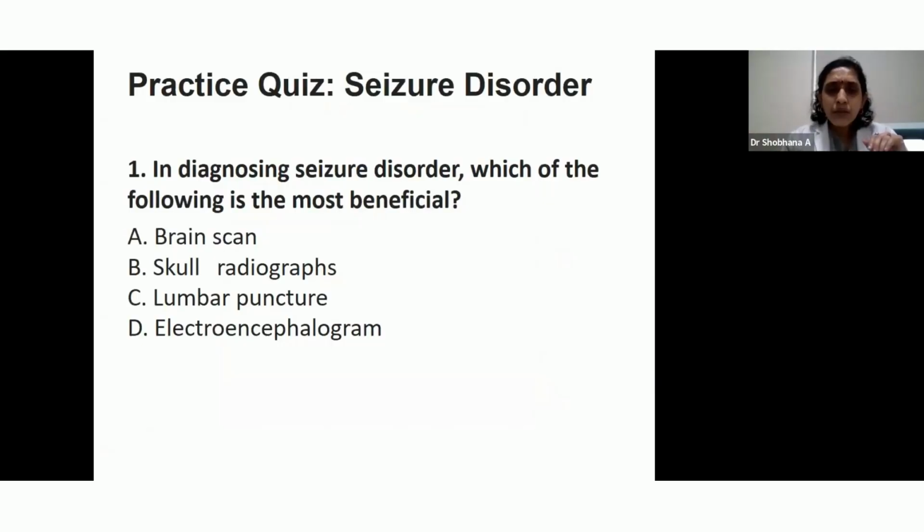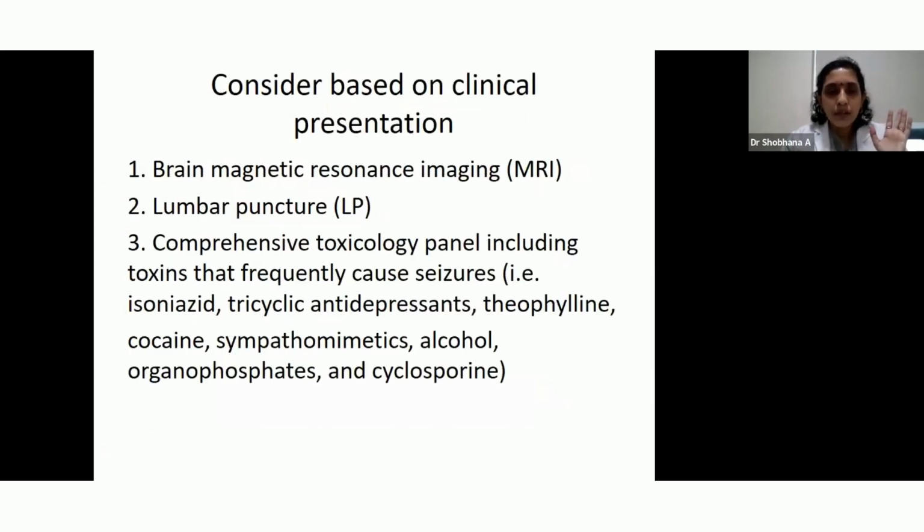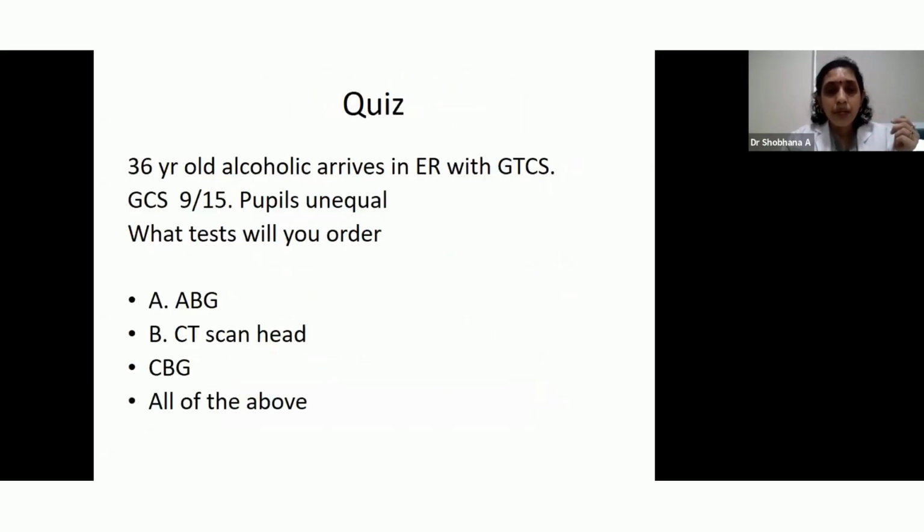Now, in diagnosing seizure disorder, which of the following is most beneficial? Obviously, it is the EEG, right? Now, based on the clinical presentation, we will do an MRI or a CSF study. And sometimes you need a toxicology panel like isoniazid levels or tricyclic antidepressants; even alcohol, etc., may cause seizures, right?